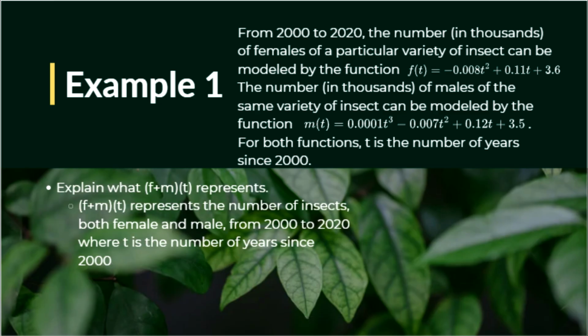Okay. Next, explain what f plus m represents, and it's the total population. It's both the females and the males for that 20-year period.